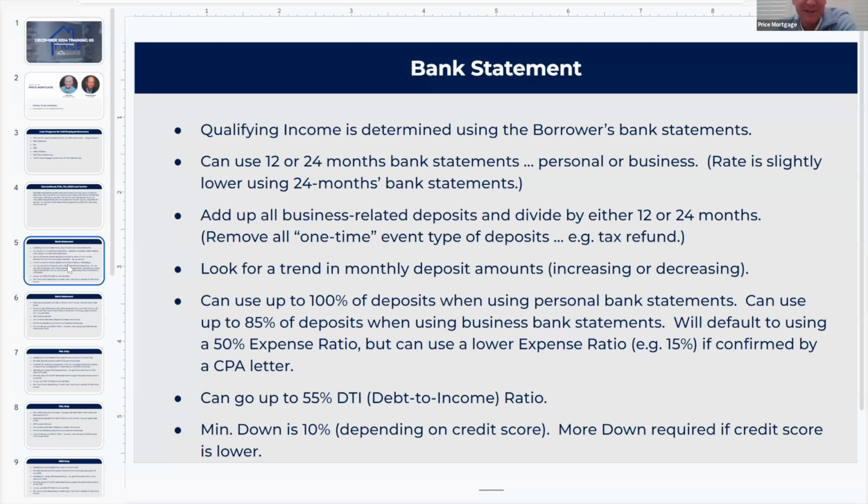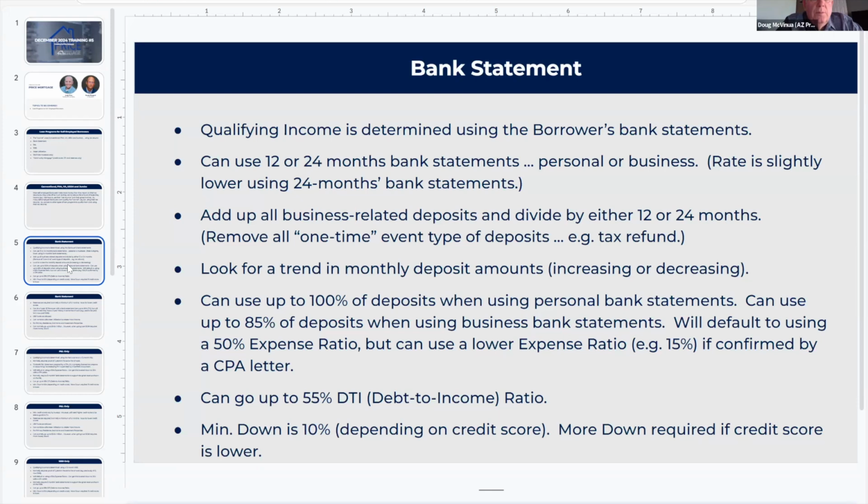So the most common one that we do is bank statement, where we're calculating the borrower's qualifying income from the deposits on their bank statements. We can either use 12 months or 24 months of bank statements, either personal or business. A common question is, why would I use 24 months if I could just use 12 months? The rate's slightly better if you're using 24 months, because there's a little bit longer history.